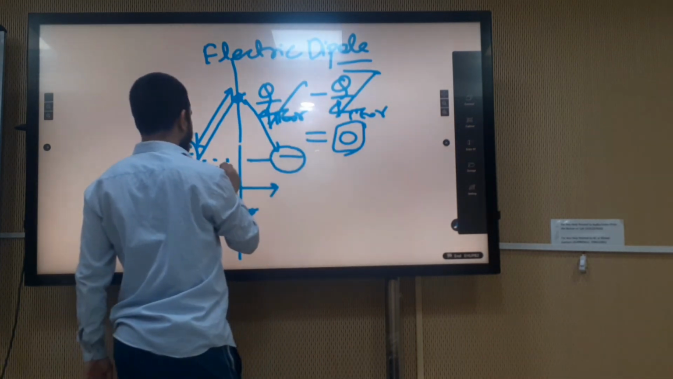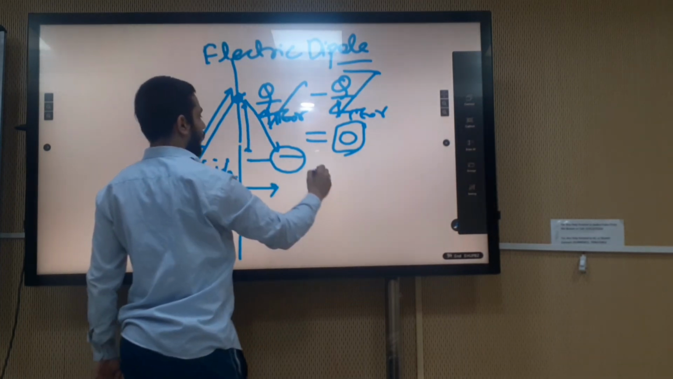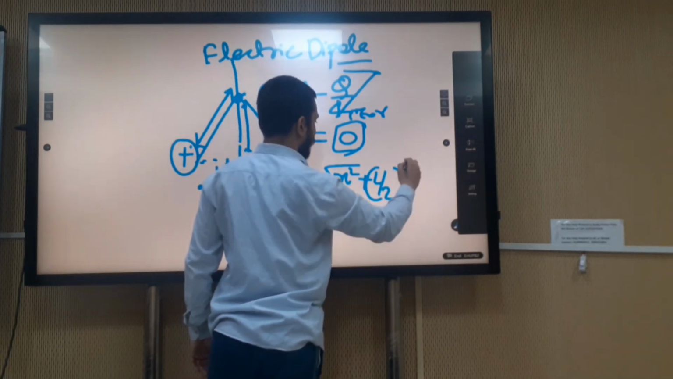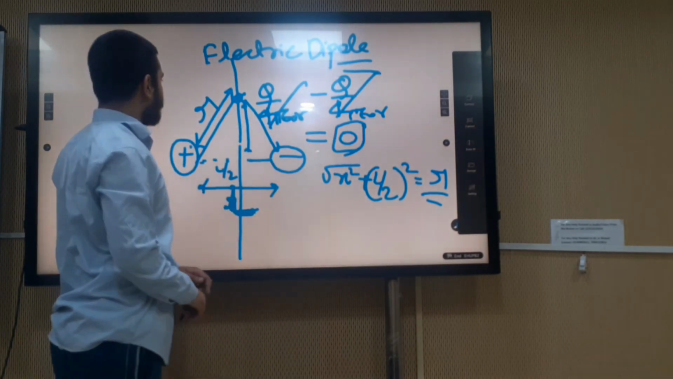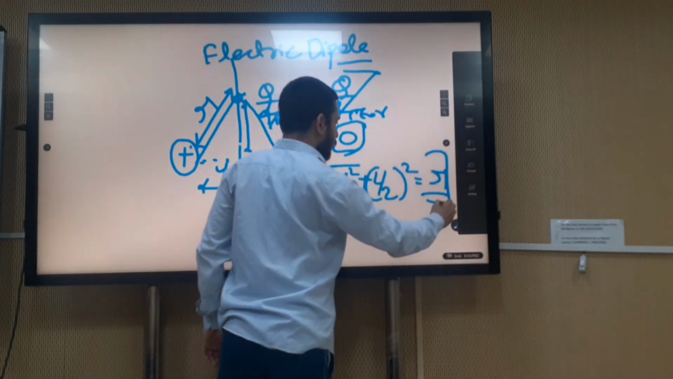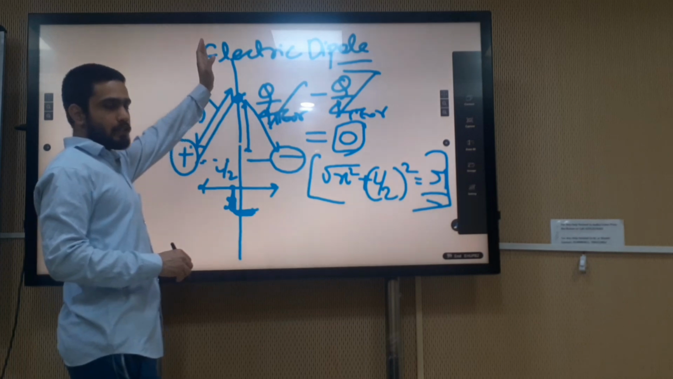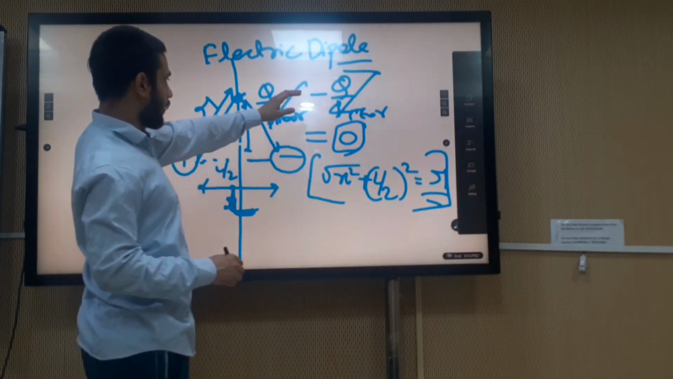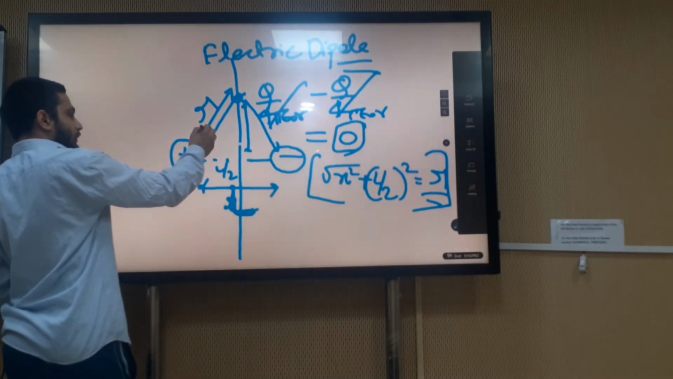This will not be r, this will be like this: x under root x square plus L by 2 square. This r will be like this. So r will be under root x square plus L by 2 square. So the value of the electric potential in this plane, which is dividing this electric dipole, will be equal to 0. Electric potential will be 0 if we move along this distance.